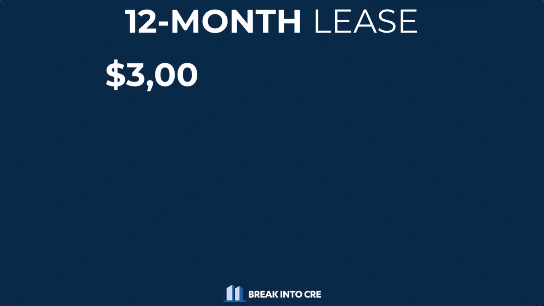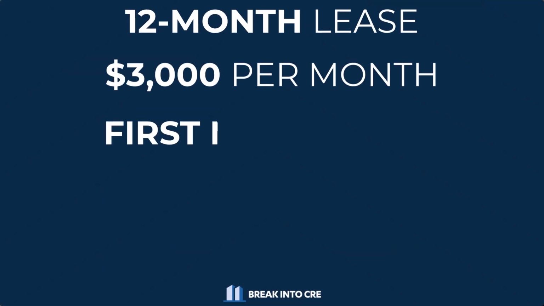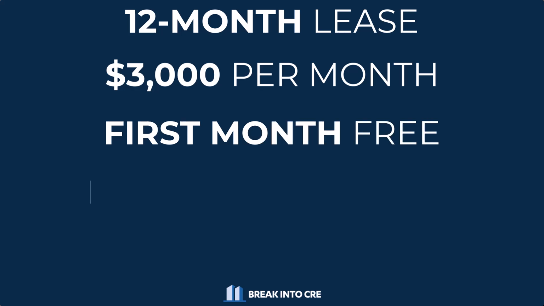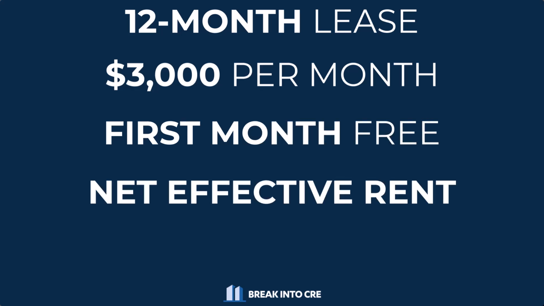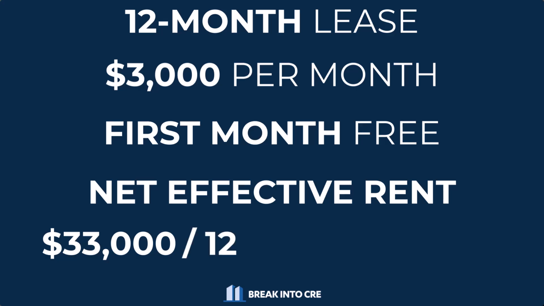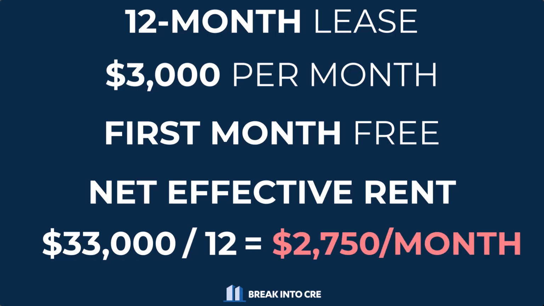For example, if a tenant signs a 12-month lease at $3,000 a month, but gets the first month of that 12-month lease free, their net effective rent would be calculated by taking the total rent they're required to pay over their entire 12-month lease term, which is $33,000 in this case, and then dividing that by 12 to get their net effective rent, or in this case, just $2,750 per month.